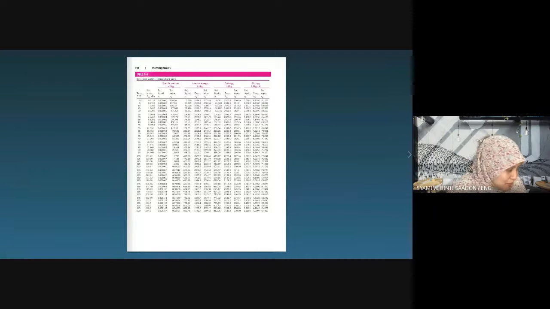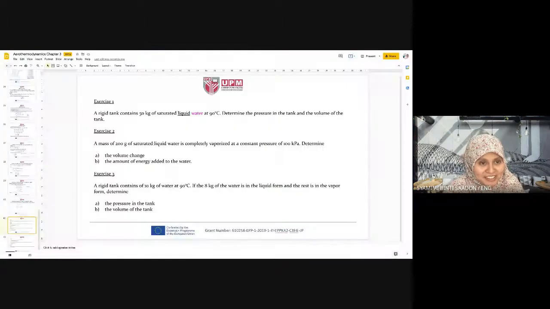Of course, we start with easy first. Okay. Next, a mass of 200 gram of saturated liquid water is completely vaporized at a constant pressure of 100 kilopascal. Determine the volume change and then the amount of energy added to the water.